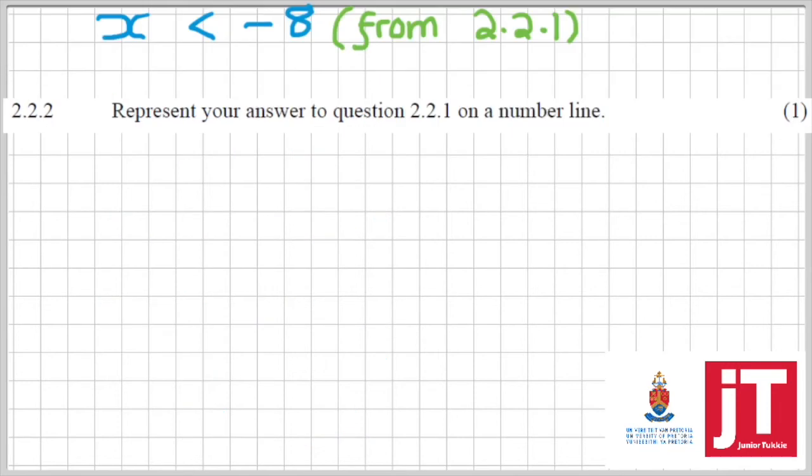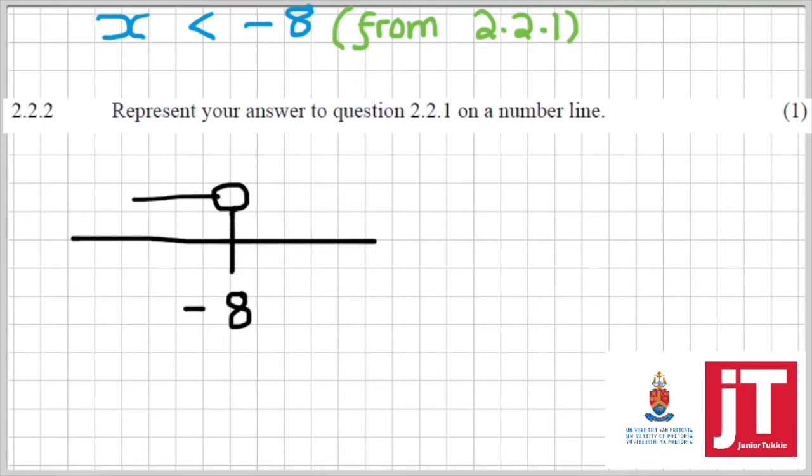We proceed to the next question, which is a continuation of the previous question, where we're required to represent the solution that we got from 2.2.1 on a number line. Our solution, as you can see, was x less than negative 8. On a number line, our critical value is obviously negative 8, and our arrow has to point towards the left because it's less than negative 8. And we don't shade our circle. We proceed.